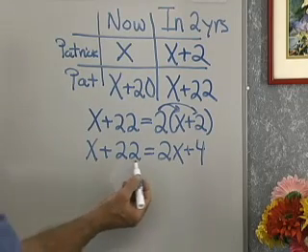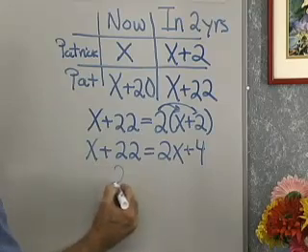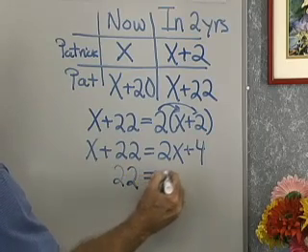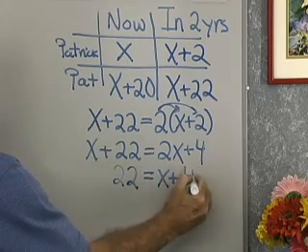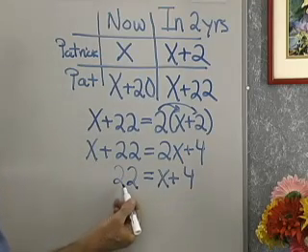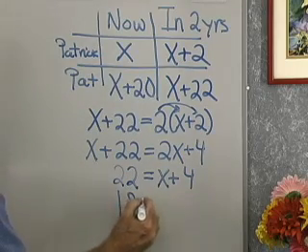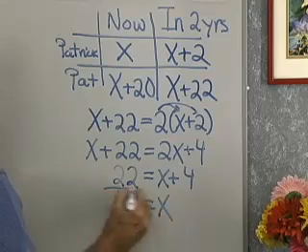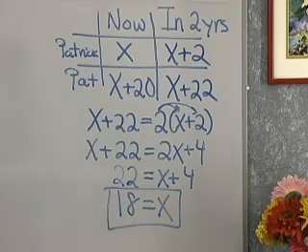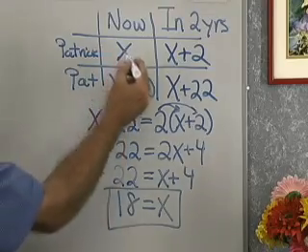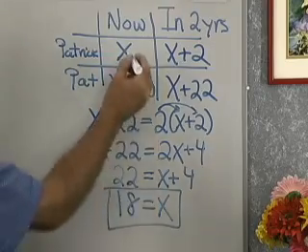Let's see. I want to add negative x to both sides, so I'll have 22 is equal to x plus 4. Now I'll add negative 4 to both sides, and I'll have 18 is equal to x. And so that comes out real nice. I see that Patrick is 18 years old. That's what x is equal to, Patrick's age.